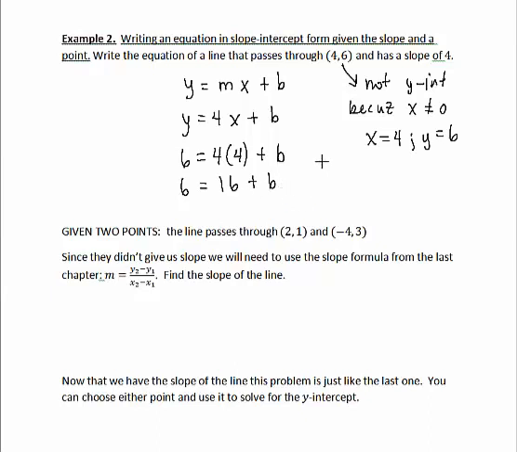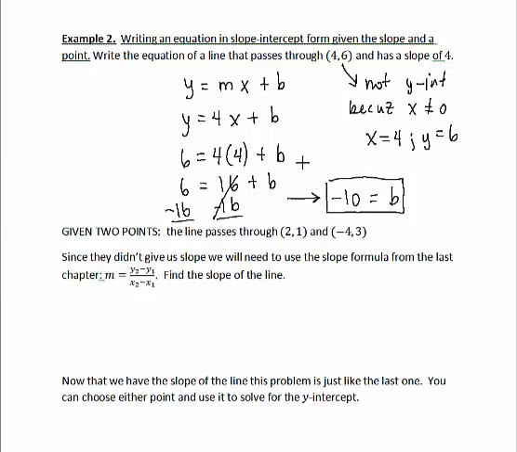And then what we'll do is we'll return to our original slope-intercept form, and we'll have our m and we'll have our b, and that will complete the equation. So to get b by itself, we subtract 16 from both sides. On the left we have a -10. On the right the 16's cancel and we're left with b, and so b is -10.